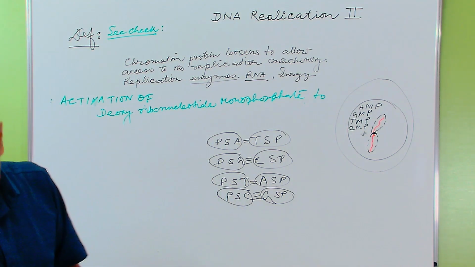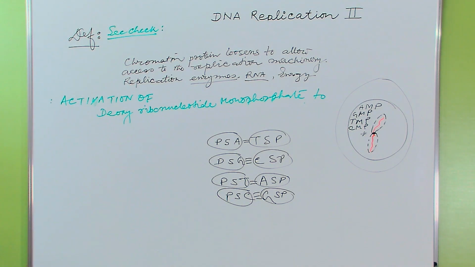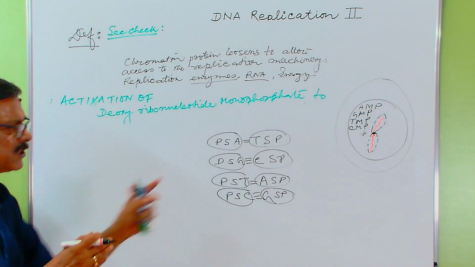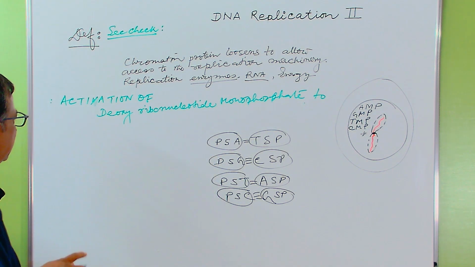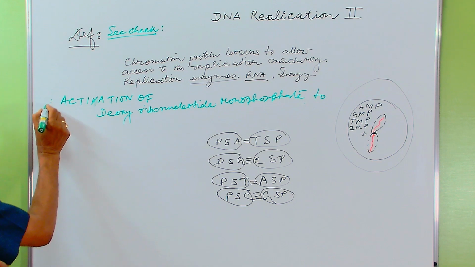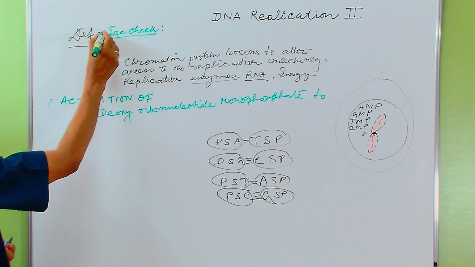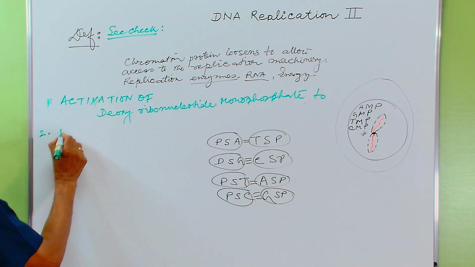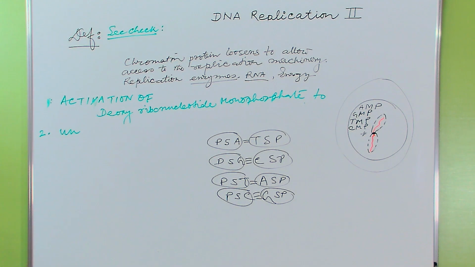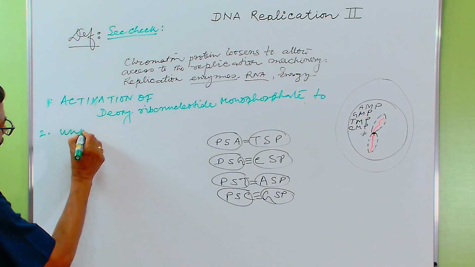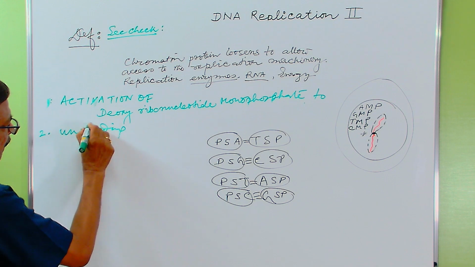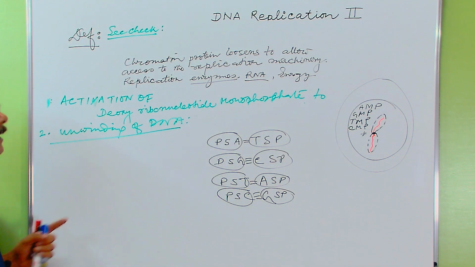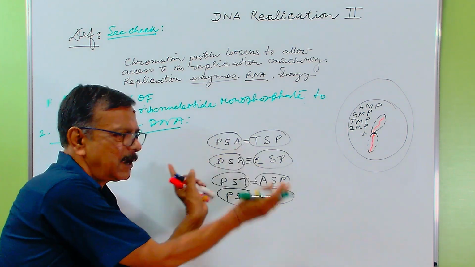Now, before replication, this has to be unwound, or separated. So we write the next point after activation. Make it 1, make it 2. After activation comes unwinding of DNA. This will be the replication machinery's job: to unwind this.